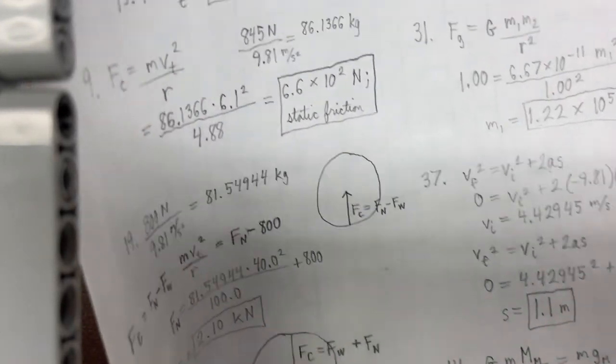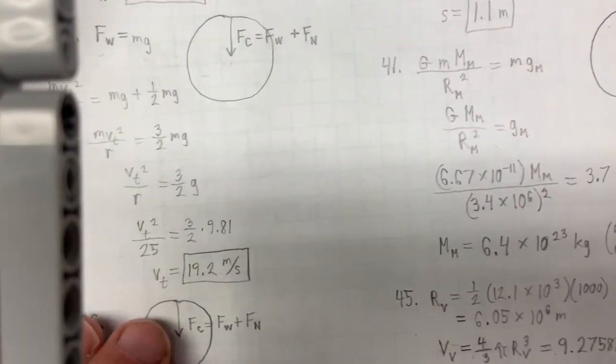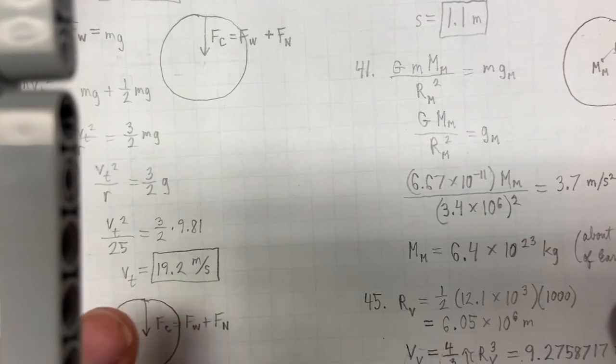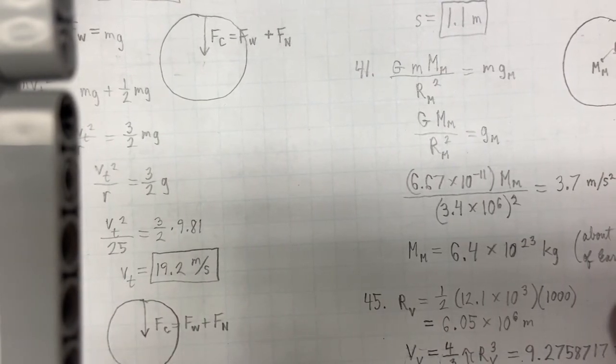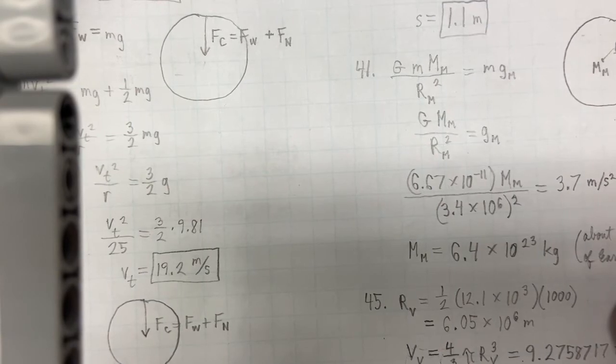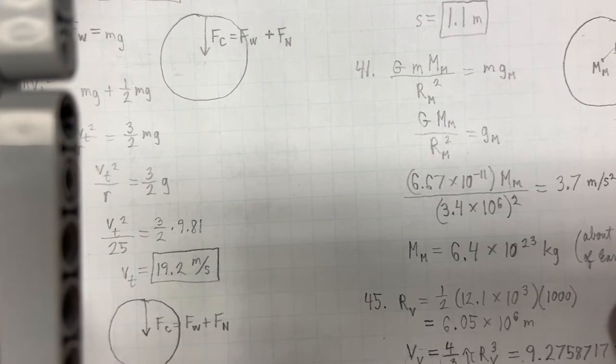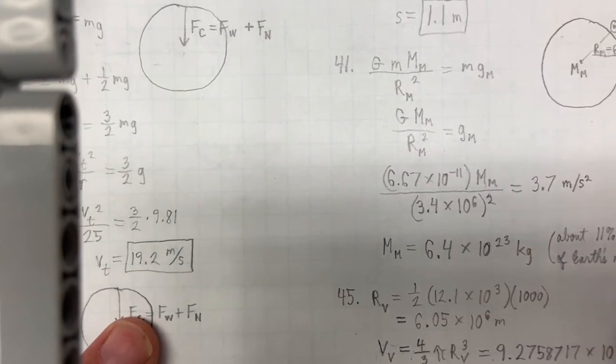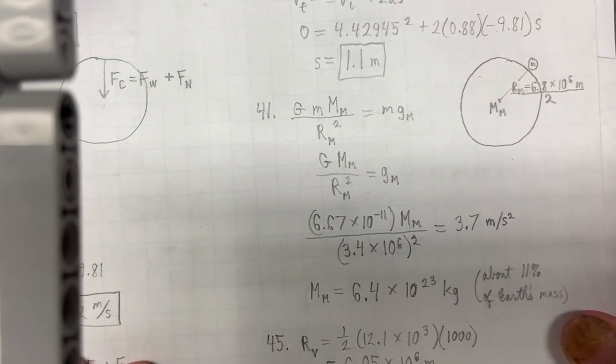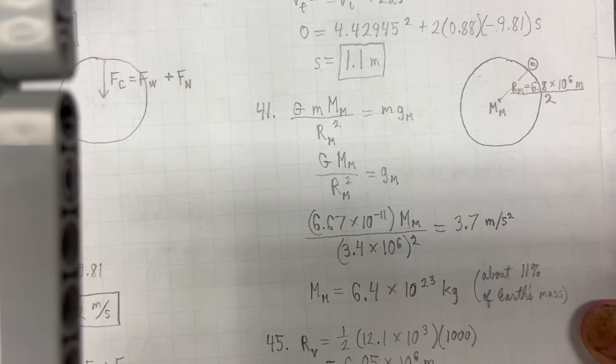All right, let's go on to number 41. Another gravity problem. The acceleration due to gravity on the surface of Mars is 3.7 meters per second squared. If the planet's diameter is 6.8 times 10 to the 6 meters, determine the mass of the planet and compare it to Earth. Okay, so we have our setup, which is an important thing, and got a little sketch here. The mass of Mars, and we have the radius of Mars, and then we talk about something on the surface, and that's why I drew a little m right on the surface of the planet.